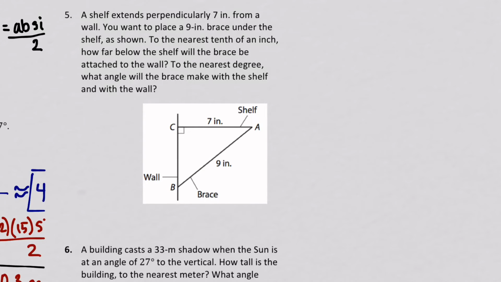Okay, so how far below the shelf will the brace be attached to the wall? That means this distance right here. What is this distance? Here's the shelf. How far below will it be attached? And then this other question, to the nearest degree, what angle will the brace make with the shelf and with the wall? So what's this angle that the brace makes with the shelf? And what is this angle that the brace makes with the wall? So we're looking for this angle, and this side.